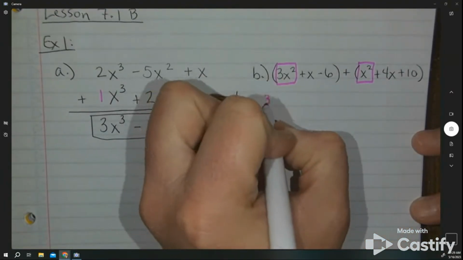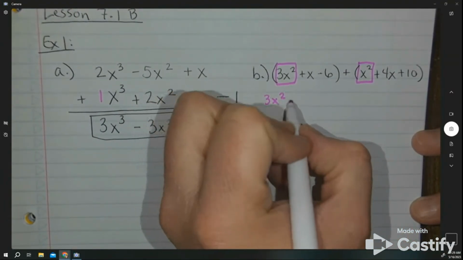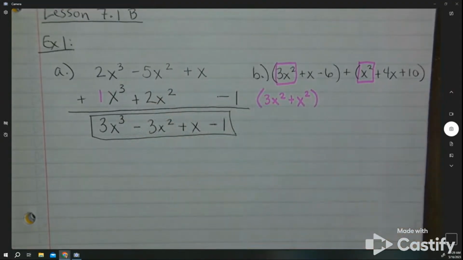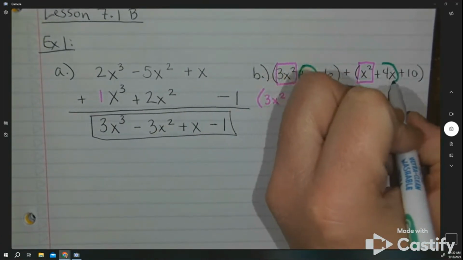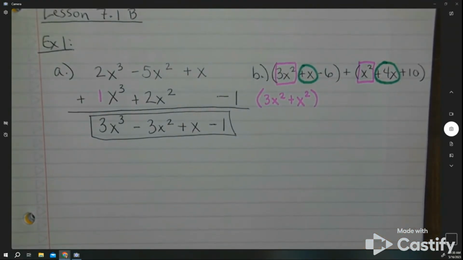So those will go together: 3x squared plus x squared. I'm going to put them in their own parentheses so I know that those are my like terms together. Then I have this one, which is just a plain old x, so I'm going to change the shape, even though I'm using different colors. I also have a plain old x here, and by plain old x, I mean it doesn't have the exponent listed, so it's x to the 1st power.